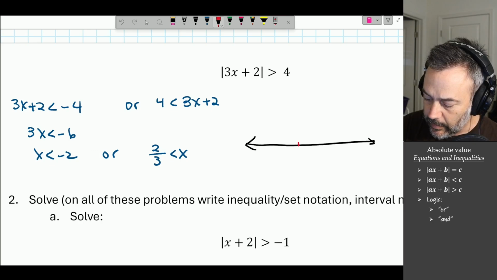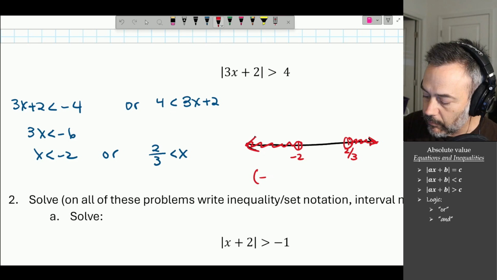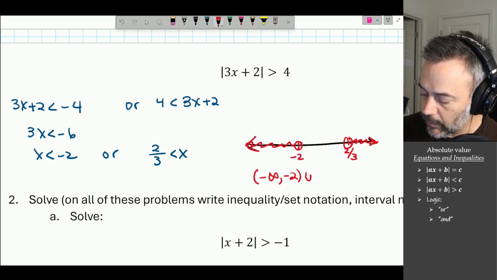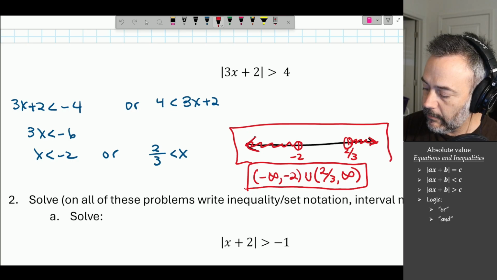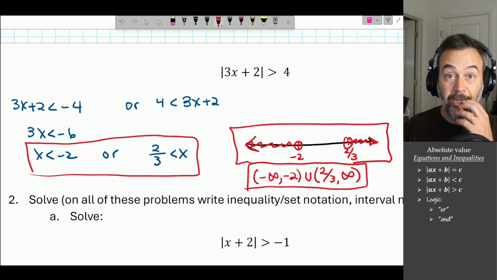The graph would be everything less than -2 and everything greater than 2/3. And it does not include those values, so we're graphing in everything to the left of -2 and everything to the right of 2/3. The interval notation would be -infinity to -2, not including -2, so parentheses, union everything from 2/3 to infinity. Interval notation, graph, inequality notation. These are 3 different ways to write the same answer.